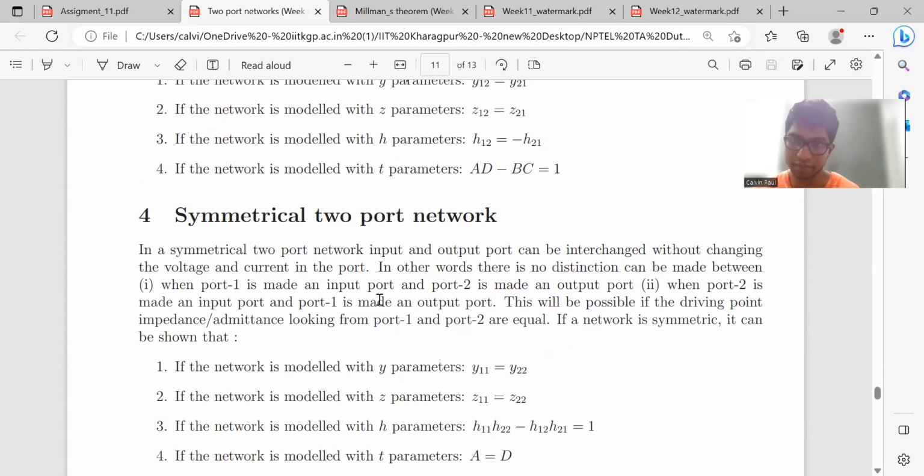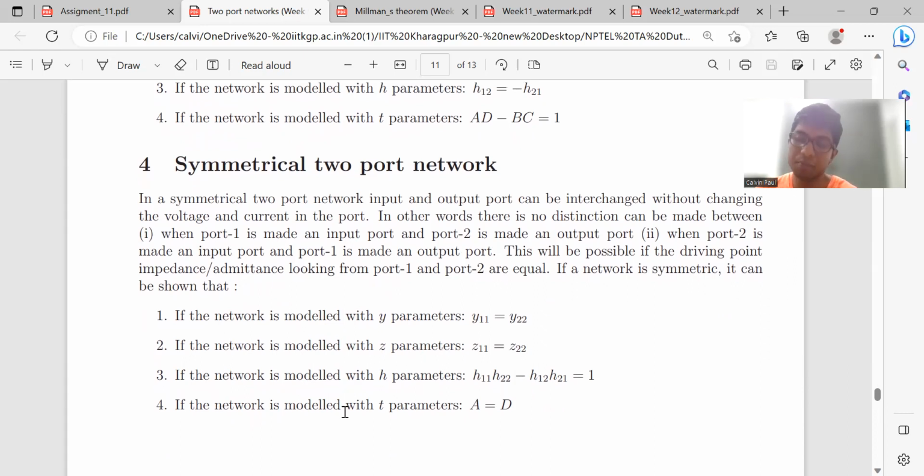This will be possible if the driving point admittance looking from port 1 and port 2 are equal. The driving point at the input, when we apply voltage and current, is the impedance seen by the network at that point, known as the driving point impedance, and admittance is the reciprocal of that impedance. If the driving point impedance or admittance is equal from port 1 or port 2, then we say the network is symmetric. ABCD parameters are also known as T parameters, and if the network is modeled with T parameters, then for it to be symmetric, the condition is that A should be equal to D, and we have also proved this condition.